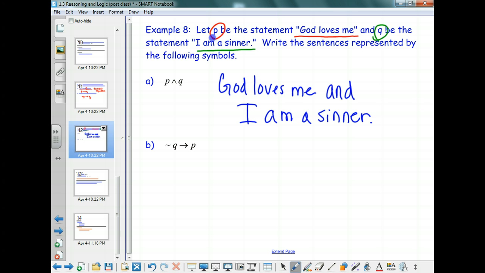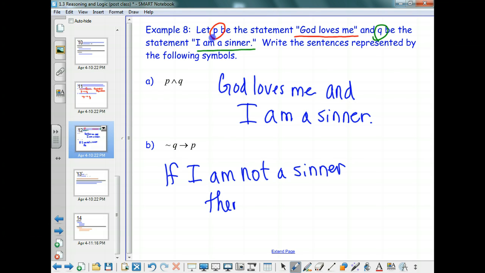One more down here. What does this one say? Tilde Q, what's that going to be? I am not a sinner. And do I write I am not a sinner? Well, I do, but there needs to be something else with that. There's an if in front of it because this has this arrow, right? So the if goes with the piece at the beginning. It goes with the initial statement, the statement before the arrow. If I am not a sinner, now what? Then God loves me.